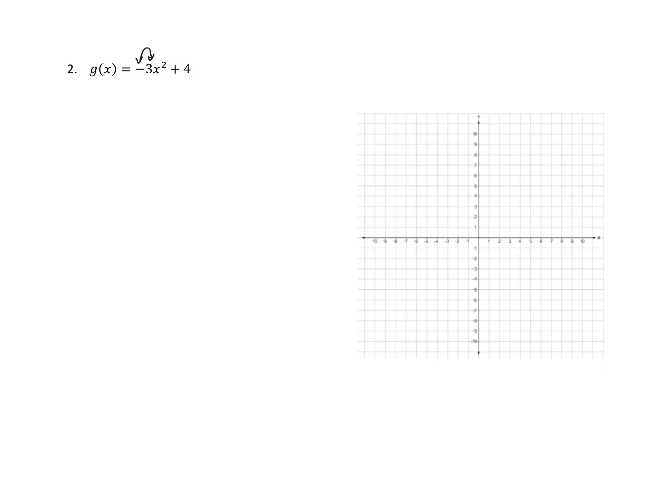So first thing, find the vertex. The x value of the vertex you can always find by using the formula negative b over 2a. Remember that b is the number in front of x, and a is the number in front of x squared. Notice that there is no x term. That means it's like I have 0x. So that means I'm going to have 0 for b. Well, 0 divided by anything is 0. So the x value of the vertex is 0.